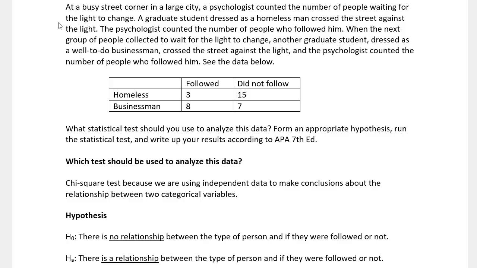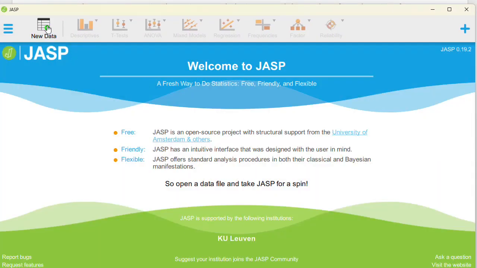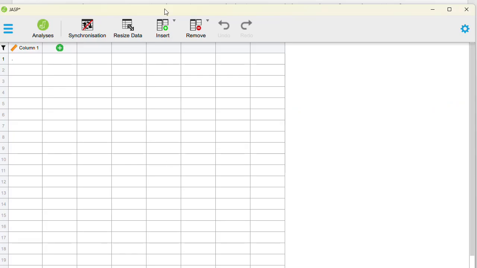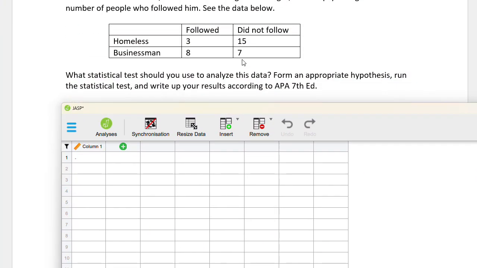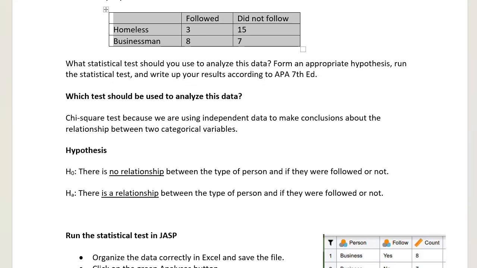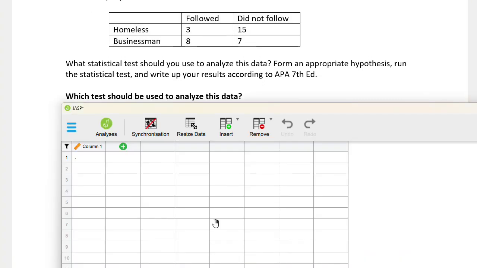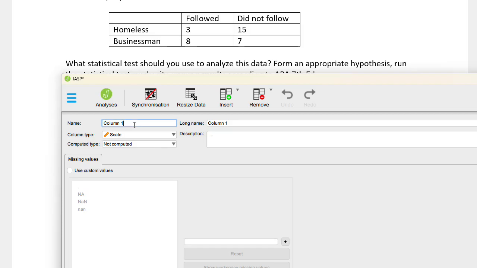Okay, so here's JASP, and we want to go ahead and click New Data. This is something a little bit different that we are going to be doing that's not the same as our other ones. So for this one, under column 1, we're going to double click on that one until this comes up, and under name, we're going to put person.